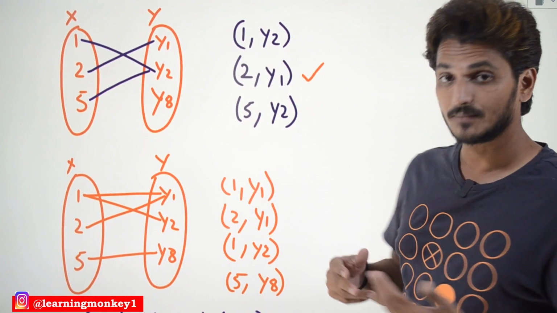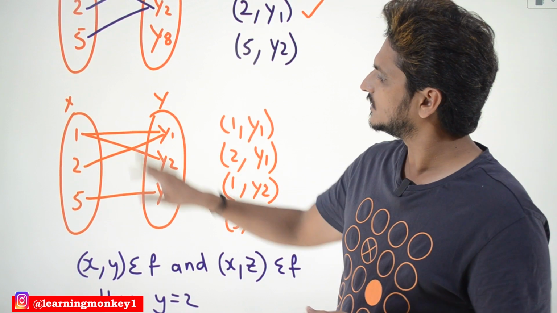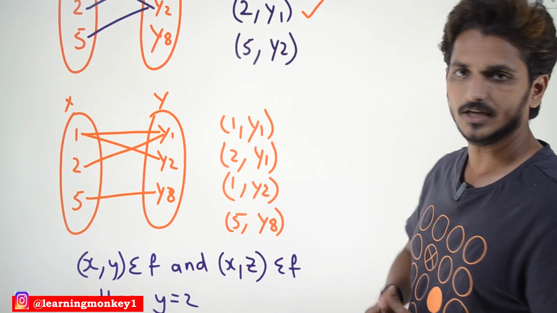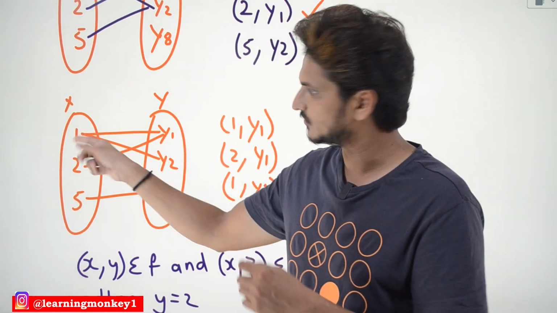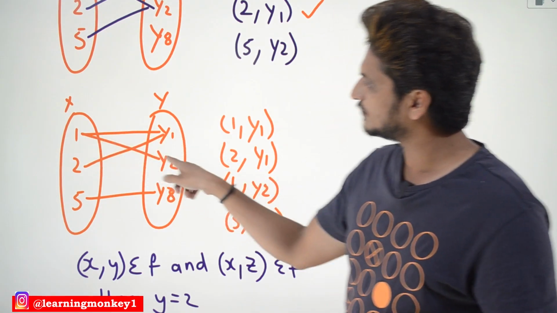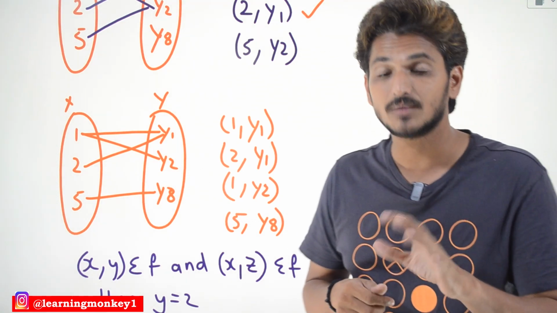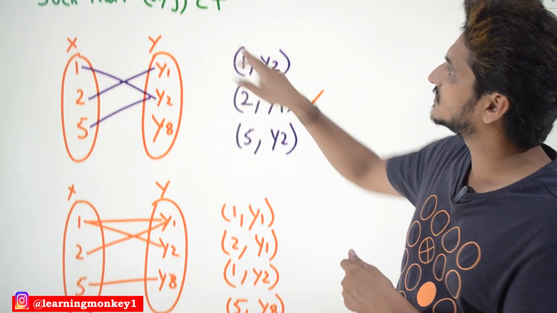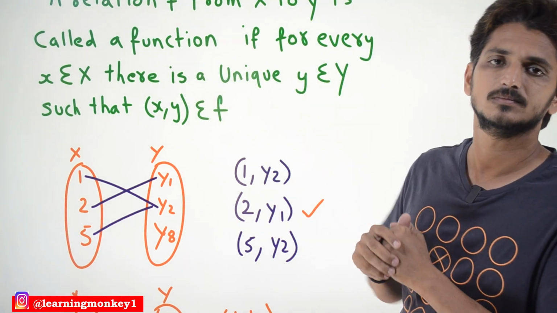Let's take an example for better understanding which is not a function. If you take this example of X and Y, this is how the mappings are: (1, y1), (2, y1), (1, y2), (5, y3). See here, for every x belonging to X, 1 should have a unique mapping, but here 1 is mapped with y1 and 1 is mapped with y2. It has two mappings in Y. This is not accepted in a function. It is not a function. That is what this statement says: for every x belonging to X, there is a unique y belonging to Y.